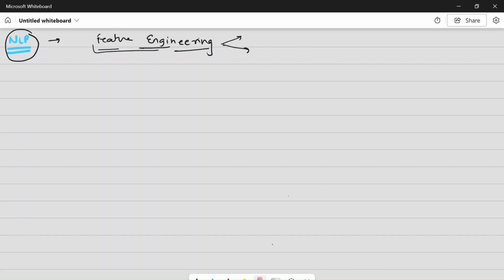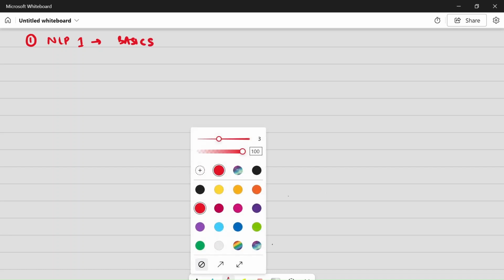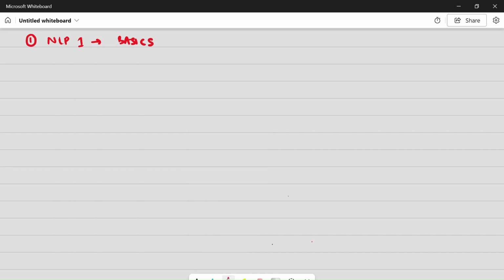Everyone. So today we are going to start the feature engineering part. In my previous lecture, I have already explained the basics of NLP. Let me do a little bit, not revision, but just what we have done last time. In my first NLP lecture, I covered the basics. When I say basics, it means what do you mean by NLP, what is the history of NLP, how NLP changed from rule based to machine learning and then deep learning, and then currently we are using generative AI.